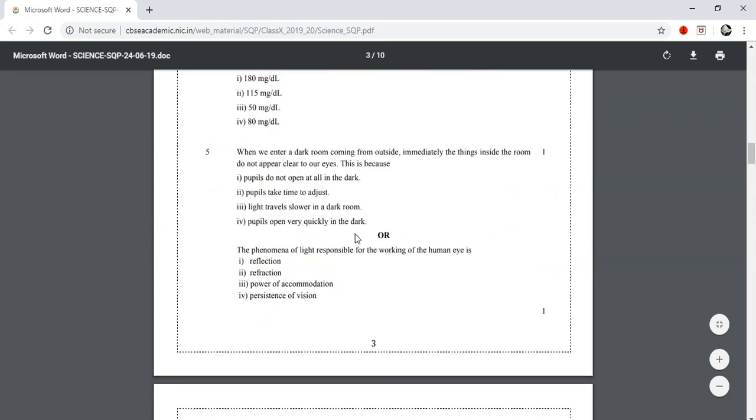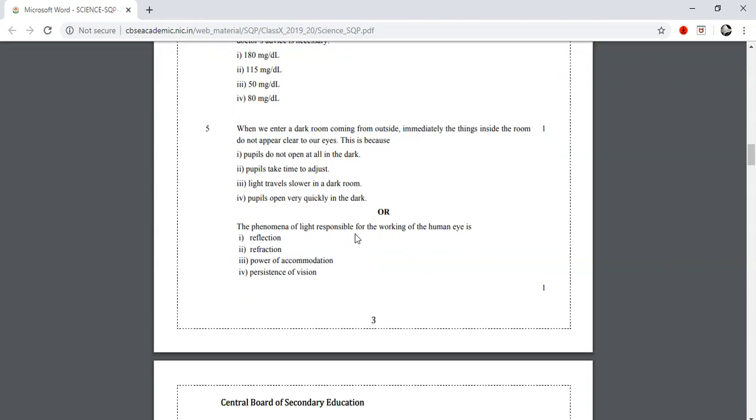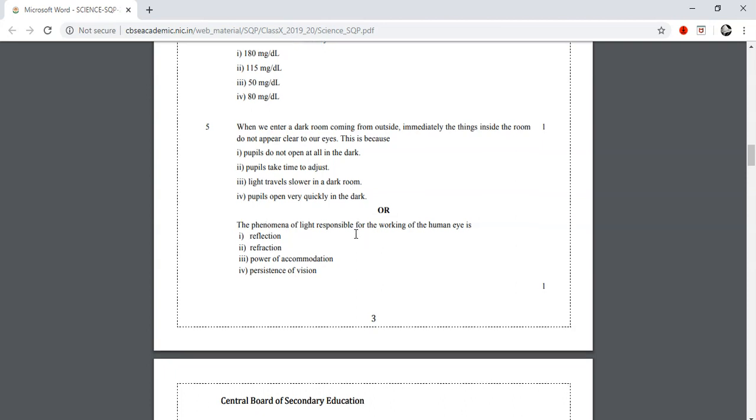And followed by question number 5. 5 is an MCQ and they have given a choice. Do you see this? The choice is between either this question or this question. The choice is internal for the 5th question alone. Fine, you can choose to answer one among them.